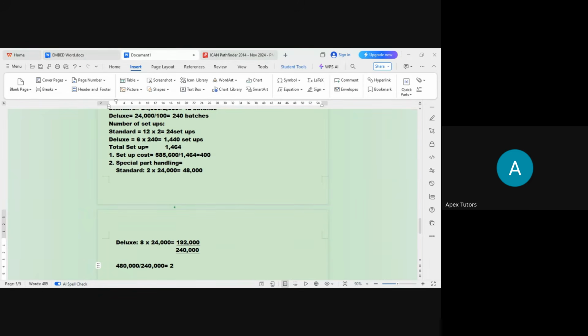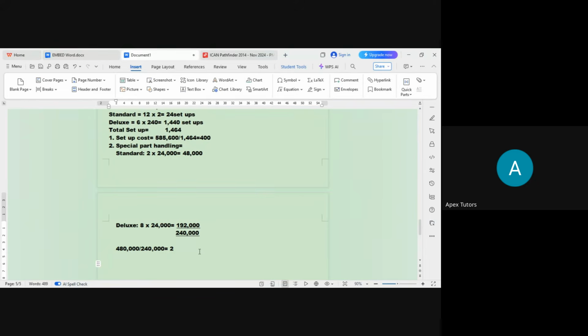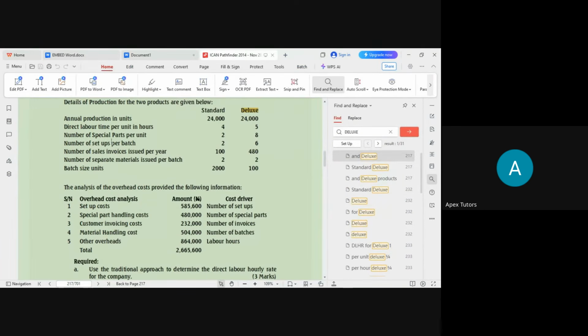So we have to work. So this is it for special handling cost. Now, the next is what? The next is customer invoicing cost. The cost driver is what? Number of invoices.